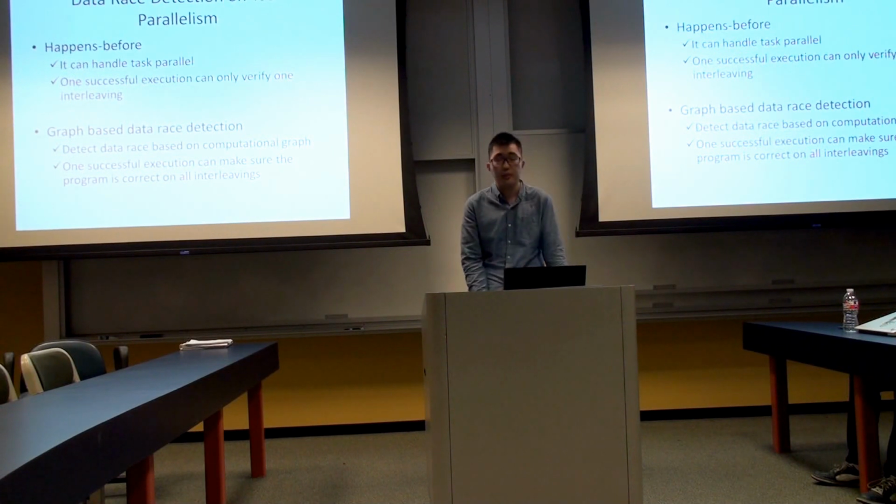For data race detection on task parallel programs, we can still use happens-before and it works, but it doesn't use the features of this platform. One serious problem is that it can only make sure that one interleaving is correct, because we never know what's happening in other execution paths. But with other methods based on graphs, we can detect races more efficiently, and we just need one successful execution to know that there are no bugs in all of the interleavings.